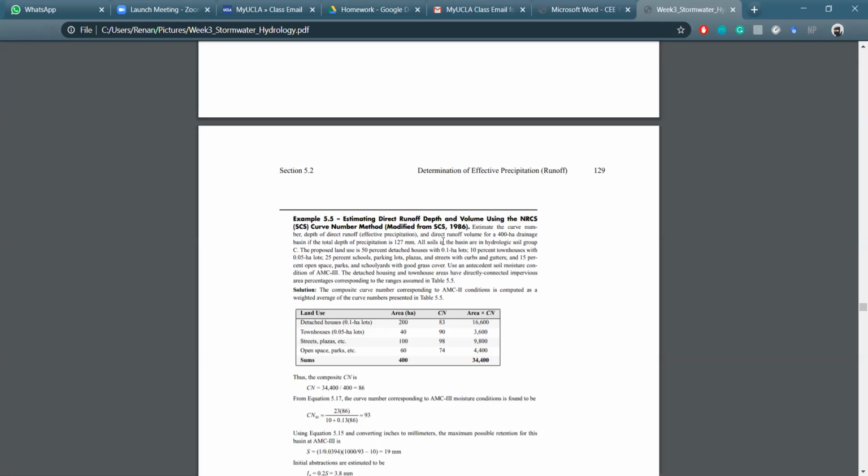Since there are multiple different percentages of area, you have to take the weighted mean, okay? The weighted CN, the average CN, basically multiply the CN of each type of land use with the area.